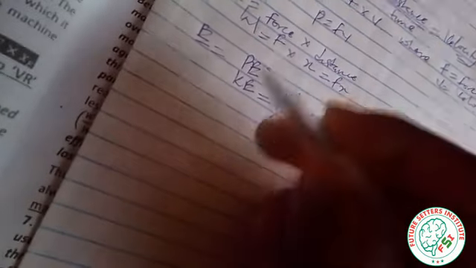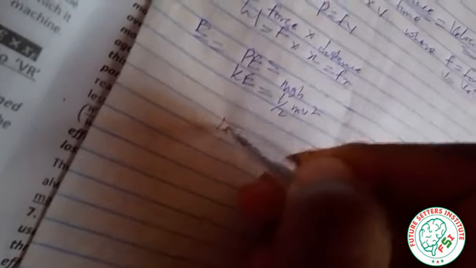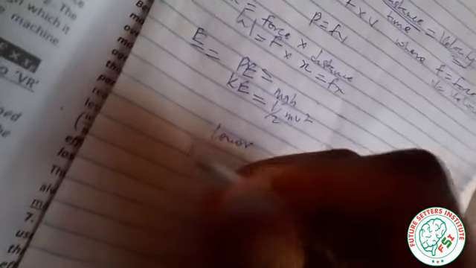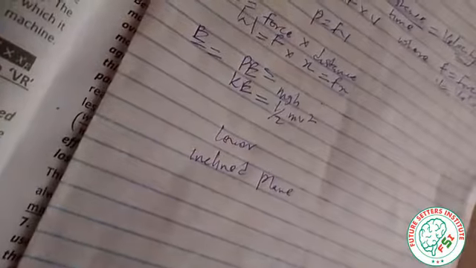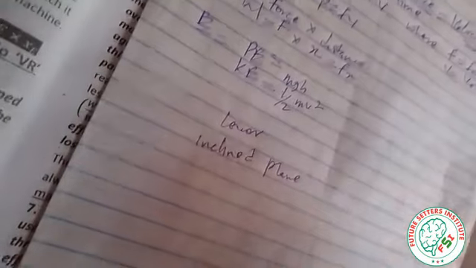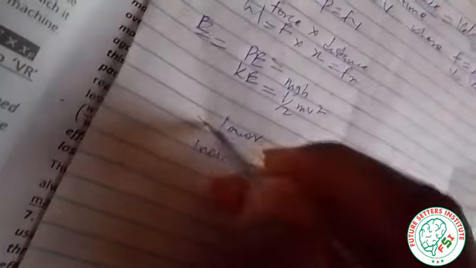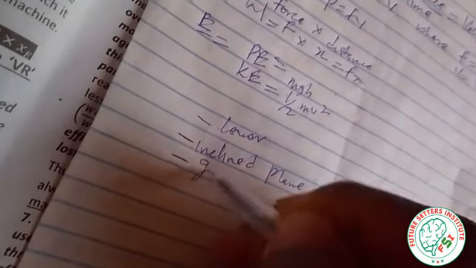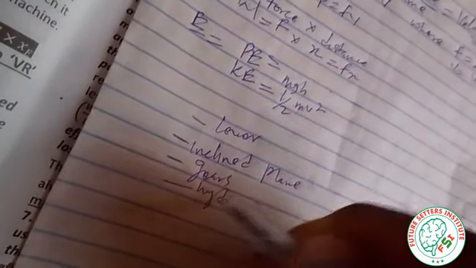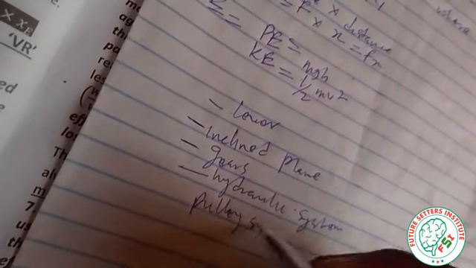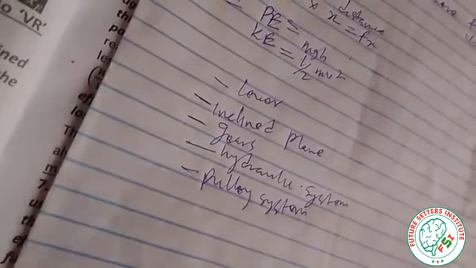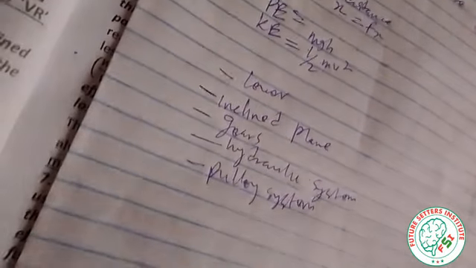Different types of machines, or examples of machines: we have the lever, the inclined plane, the gears, the hydraulic system, and the pulley system. This inclined plane you are seeing here is something that is inclined at an angle. We are going to take these step by step together.